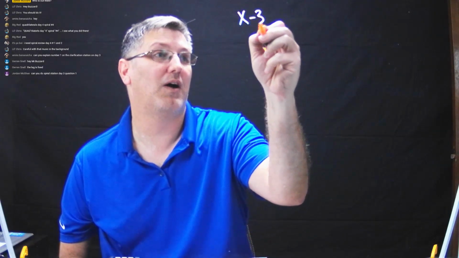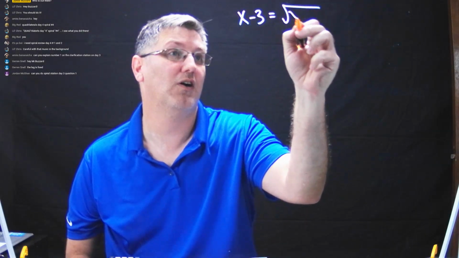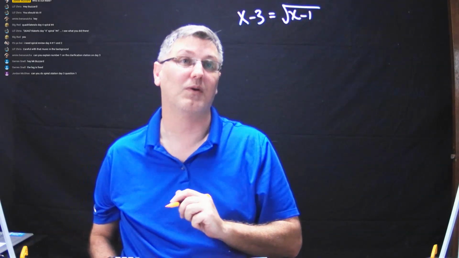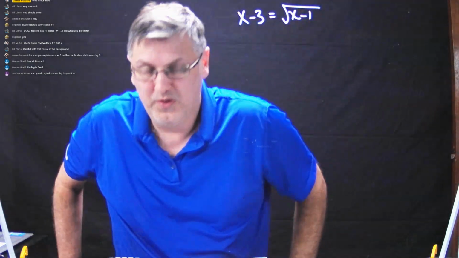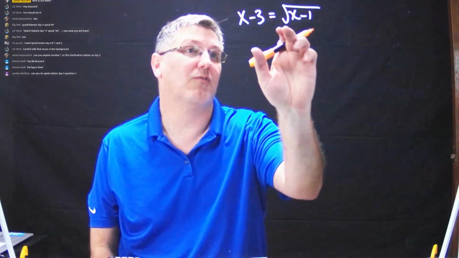Okay, so day 3, question 1. All right, let's do question 1. This actually says solve the below equations to find the solution and extraneous solutions if applicable. And I give you the equation x minus 3 equals the square root of x minus 1. We did this last semester. So the first thing you need to do, we need to get rid of the square root.